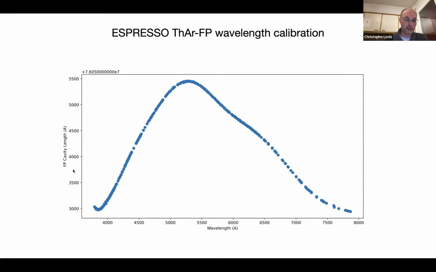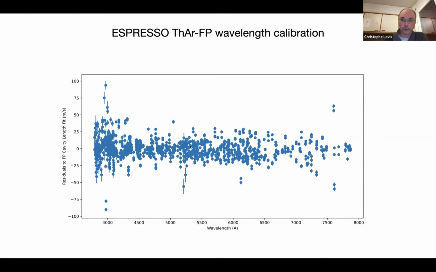What you see here is the FP cavity length in angstrom as a function of wavelength. Each dot represents a measurement derived from a different thorium line and the Fabry-Perot lines around it. So you see it's a smooth function. We fit a Savitsky-Golay kernel on this, and then we can look at the residuals. These are the residuals around this Savitsky-Golay fit.